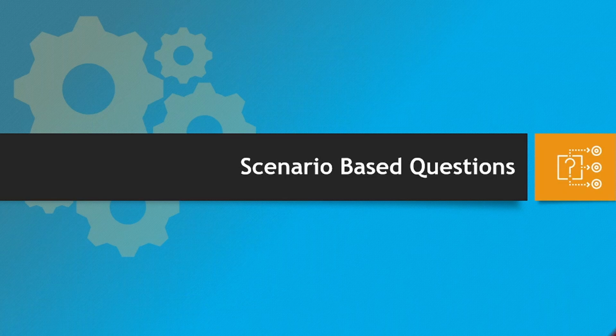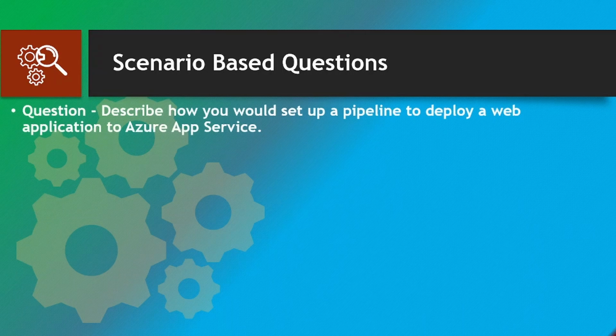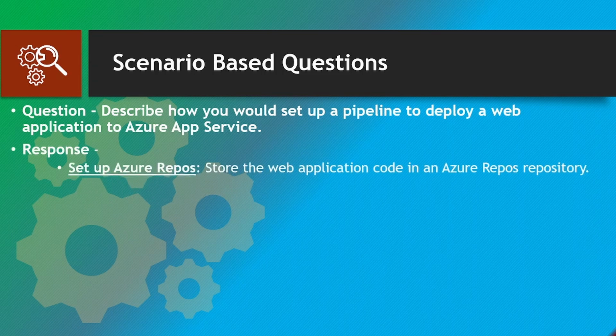Now, we will move to the next section, which is scenario-based questions. The first question in that section is: describe how you would set up a pipeline to deploy a web application to Azure App Services. Response. Set up Azure Repos. Store the web application code in an Azure repository.